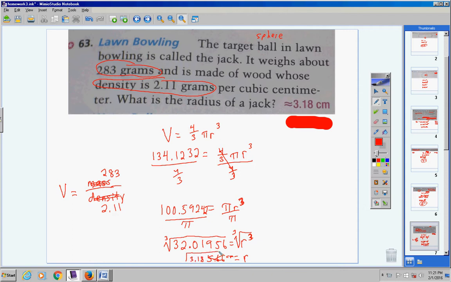Please don't freak out and get all worried. When I brought down this 3, I changed it for who knows what reason to a 2, and it should have been a 3. So if you have a 3 right here, take the cube root of both sides. Guys, you see what we're doing here? I'm just teaching you how to take equations like these and solve them. We know how to do this. Alright, let's continue on.